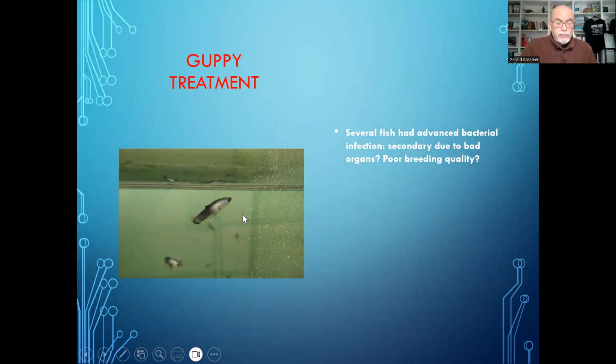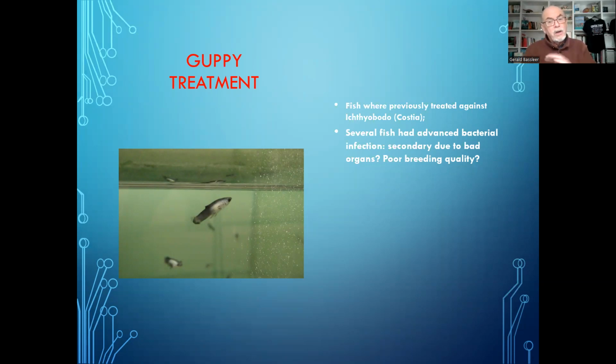panda that is suffering from this bacterial infection, well, several fish had advanced bacterial infection. And that can be secondary due to bad organs, to poor breeding quality, like we showed the fatty degeneration, but the fish had previously been treated against Ichthyobodo costia, so that might have weakened the fish due to the parasitic infection. Usually parasites can cause damage, and then the bacteria jumps in and cause more advanced lethal infections.